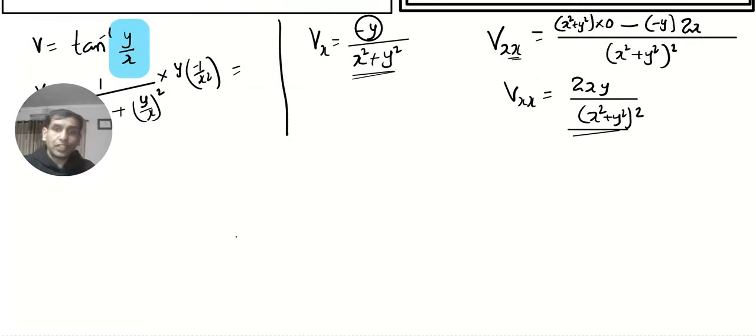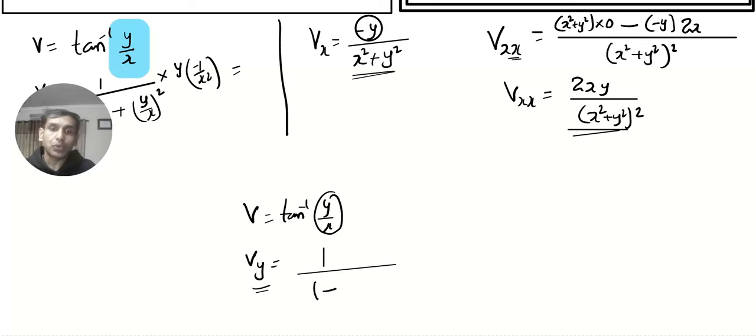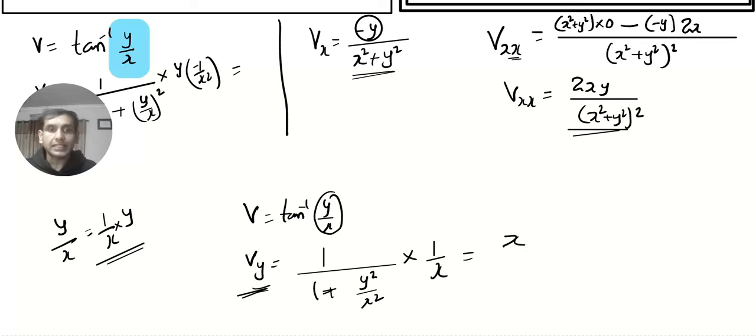Now we are going for Vy. So V is equal to tan inverse y by x. And Vy. Now who is the hero? Y. Anyway, this is tan inverse something. So 1 by 1 plus same thing squared. Multiplied by, what is the derivative of y by x? I'm going to write y by x as 1 by x multiplied by y. Now remember, x is a constant. Now y is the hero. So the derivative will be 1 by x. Simplify, simplify, simplify till you get x divided by x square plus y square.